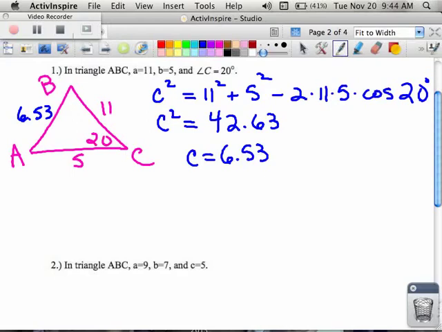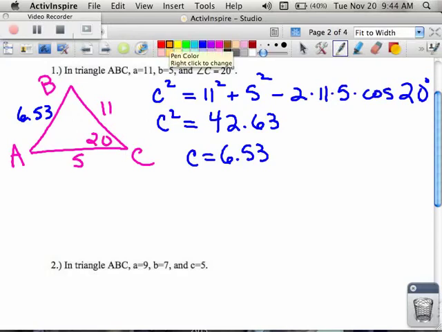Next, I'm going to look for the biggest remaining angle. Which angle is that? A. How'd you know it was A, Tristan? Because 11's the biggest side. The biggest angle is always across from the biggest side. You learned that in geometry. So I'm looking for angle A next. That means I need to use the A formula.